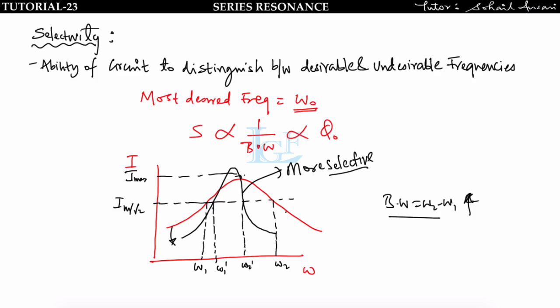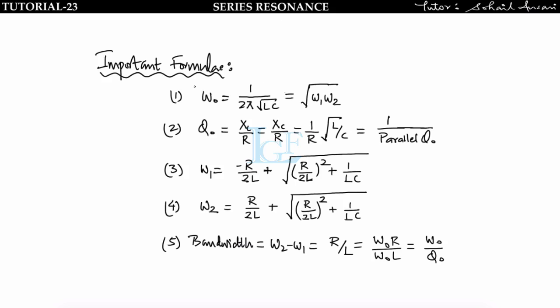Okay, and the curves which have a broad graph or high bandwidth are less selective. So in order to have a more selective circuit, we must have a high quality factor for that circuit. Okay, and that circuit must work at resonance frequency. So finally, what have we derived?